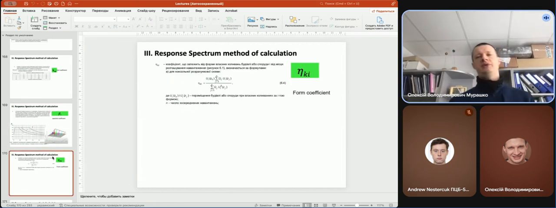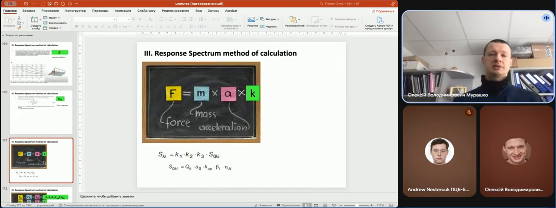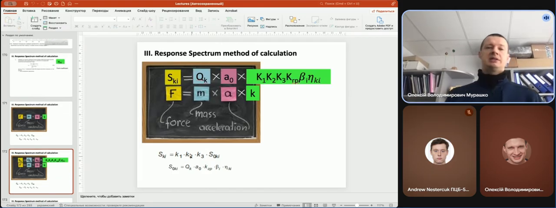And also we have an additional coefficient, Ki. It's the coefficient which takes into account the part of mass, the part of building which takes part in the exact form of vibration. And here is how we, from this clear equation, got this formula. Instead of S, we have S with Ki. Instead of mass, we have Q with K index. Instead of acceleration A, we have A with zero index. And instead of K coefficient, we have this list of coefficients.